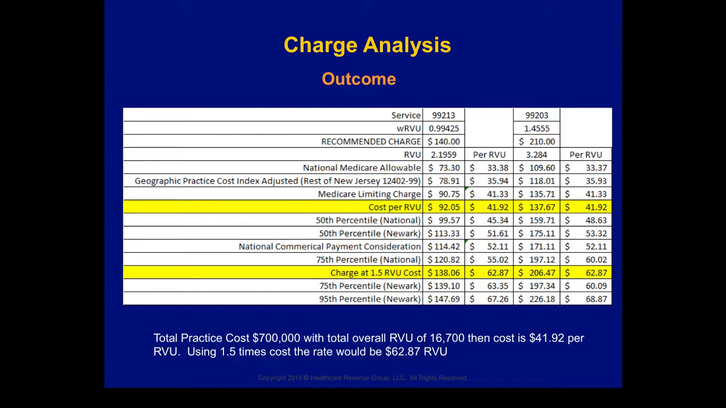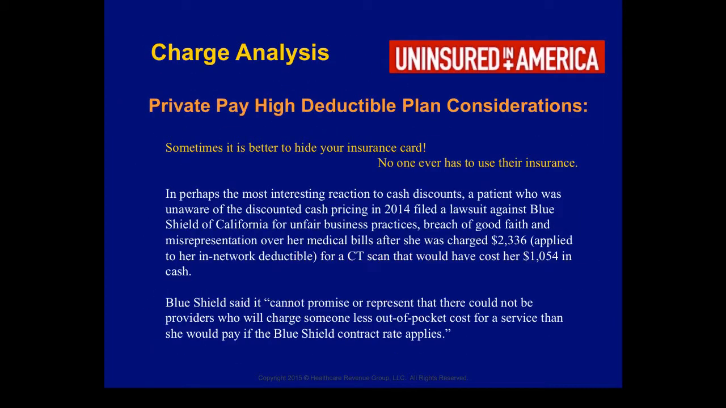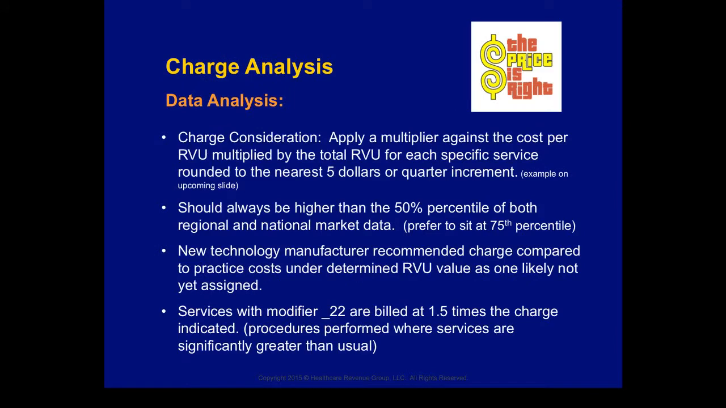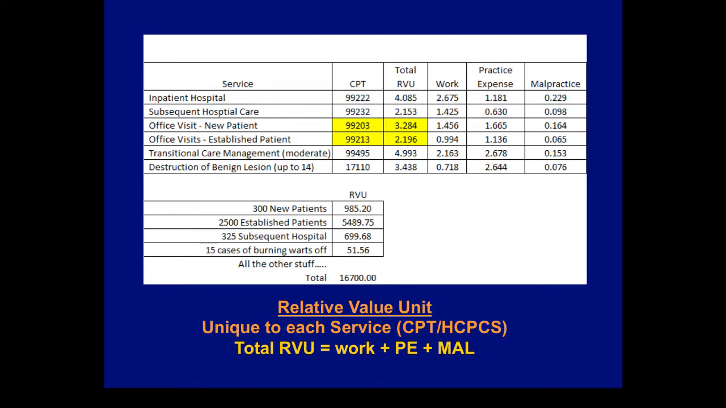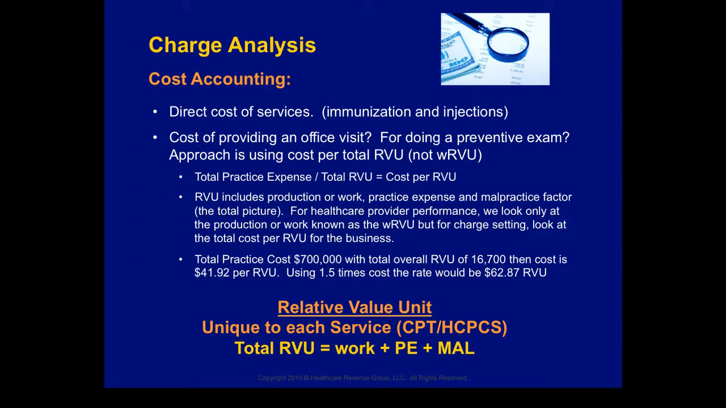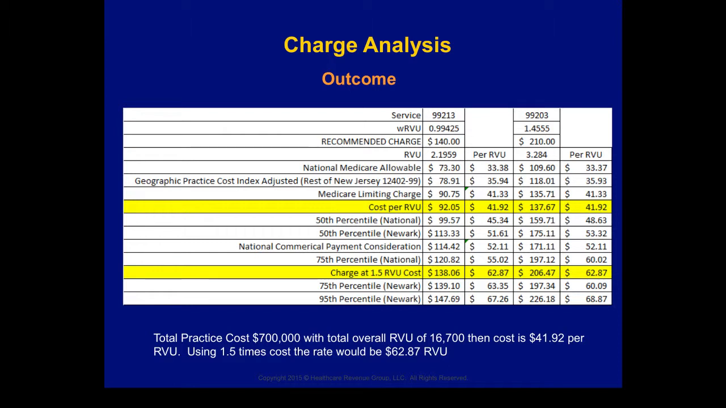All right, so why don't I just set it at the $114 rate? Well, let's go back and look at our cost. Remember when I went back and looked at my cost, my cost said that I have $700,000 of practice costs. My total RVU is 16,700, so my cost is $41.92. So at no time should I ever go below $41.92, which is my cost per charge.